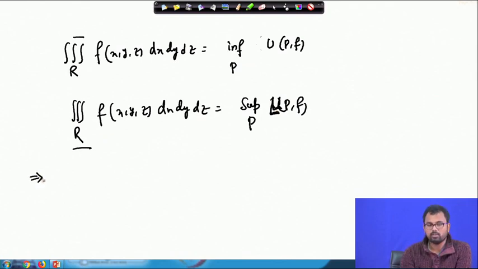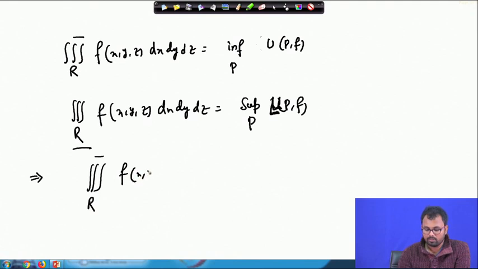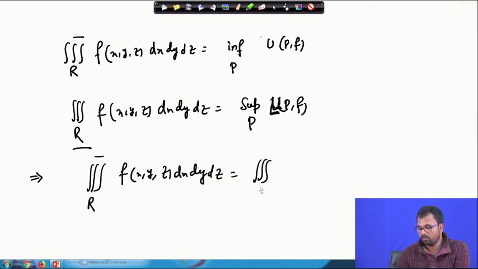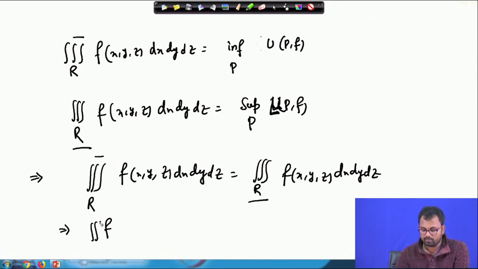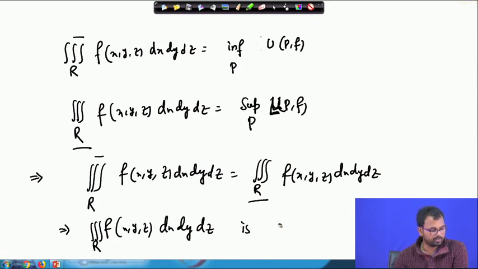Now from our classical theory, we know that if the upper integral and the lower integral of f(x,y,z) dx dy dz over R, where R means rectangular parallelepiped, are equal, then this implies that the function f is triple integrable over the rectangular parallelepiped, and the common value is denoted by the integral over R of f(x,y,z) dx dy dz, which is called the triple integral.